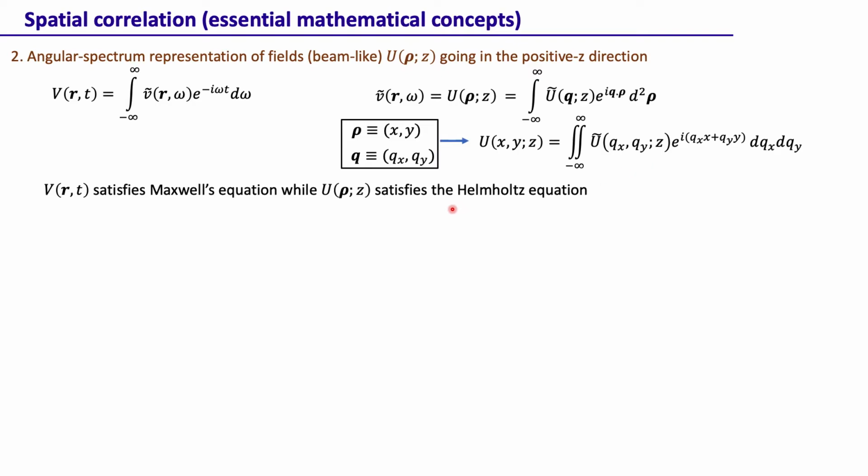Now we know that V(R, t), this spatio-temporal signal, satisfies Maxwell's equation. But this monochromatic component actually satisfies the Helmholtz equation. In fact, if we write Maxwell's equation for a single frequency, it becomes a Helmholtz equation, and since this is the field at a single frequency, it satisfies the Helmholtz equation: (∇² + k²) u(ρ, z) = 0.